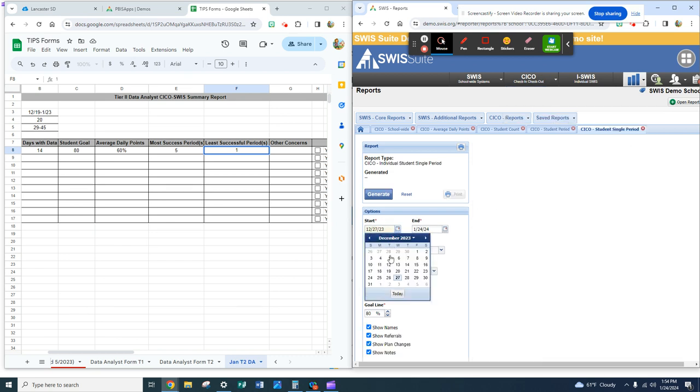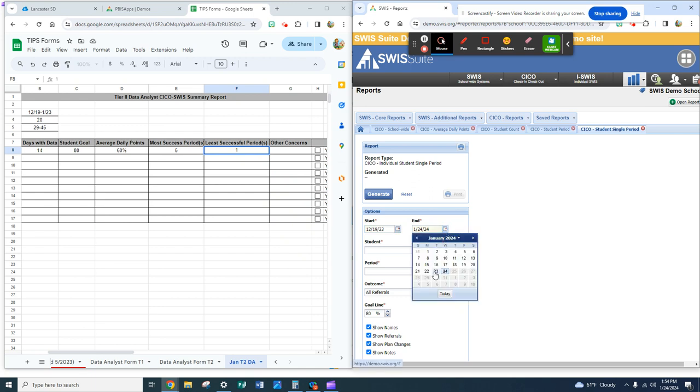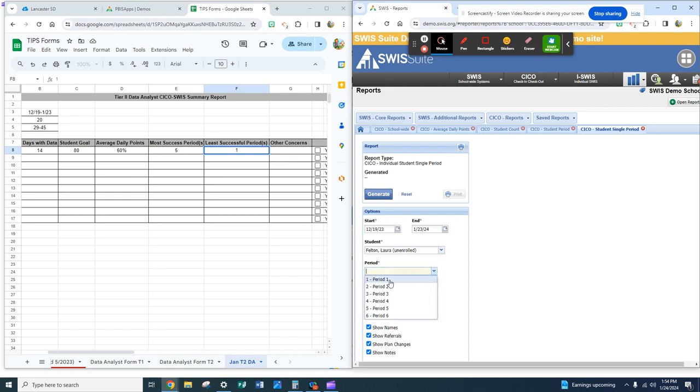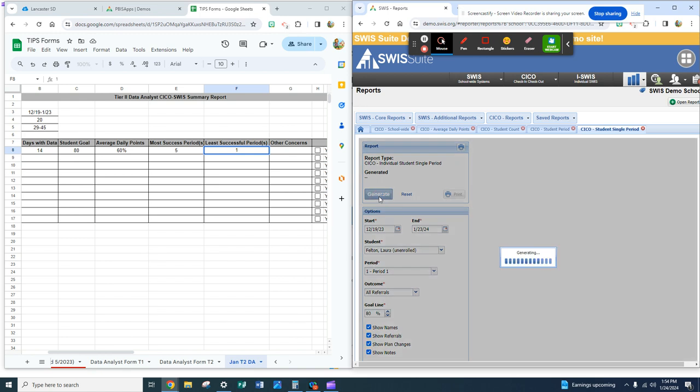We have to change the dates again. I know it's a nuisance, but it's how they built it. To yesterday, the student is Laura. Oops. And her least successful period is period 1. So we're going to generate.